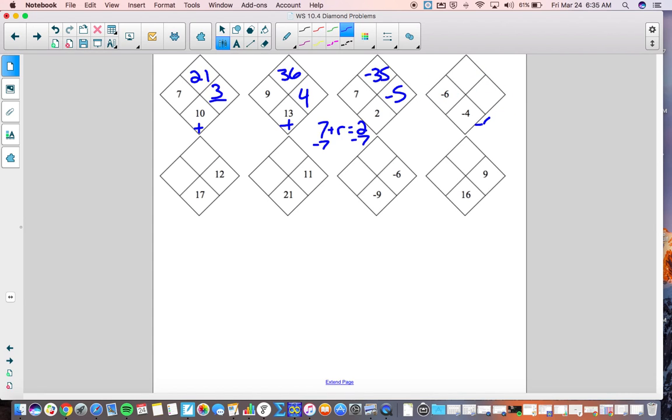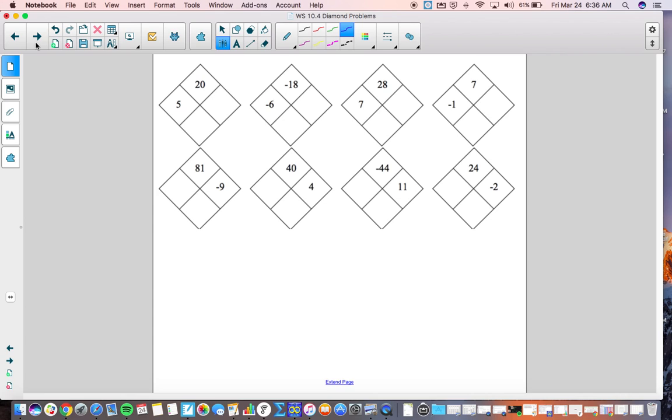Here, negative 6 plus what equals negative 4? It's going to be positive 2. And then 2 and negative 6 multiply to negative 12. That's pretty sweet. Try these four.